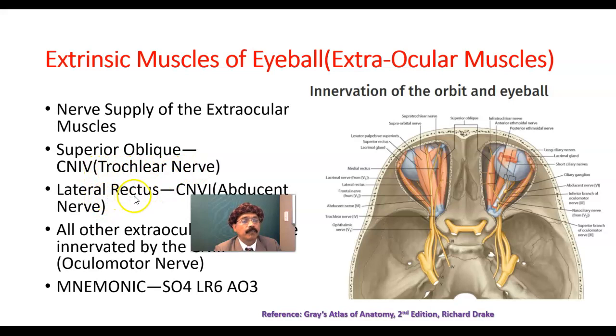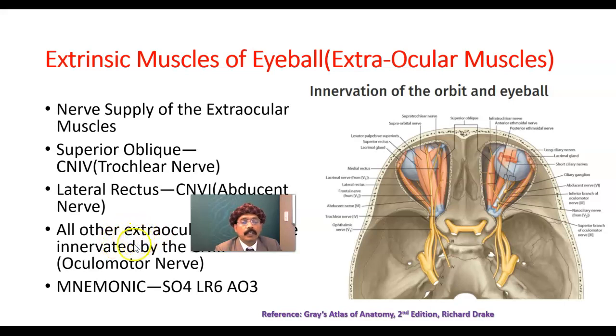Then the lateral rectus muscle. This lateral rectus muscle is innervated by the abducent nerve, the sixth cranial nerve. All other extraocular muscles are innervated by the oculomotor nerve.